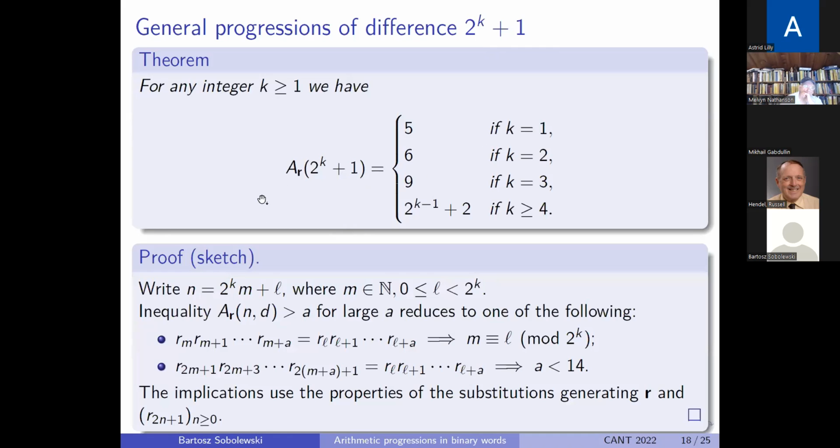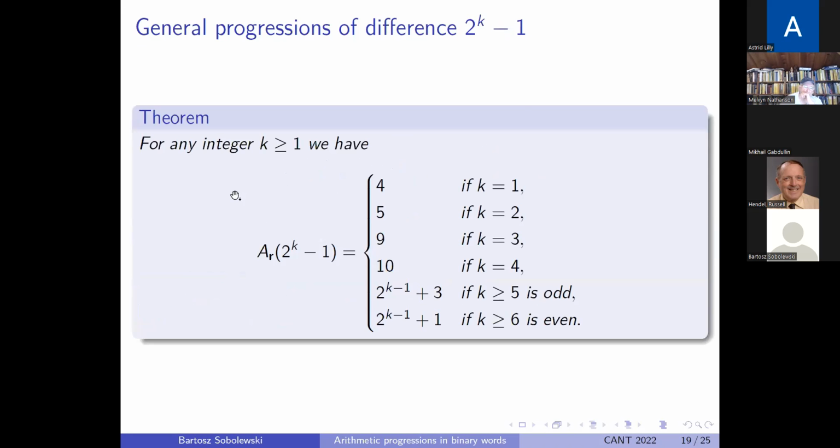And another result concerning the maximal length of a progression of difference 2 to the power k minus 1. Again, this was a special case in the theorem that I gave earlier. And again, we get a nice expression for the length of such a progression.